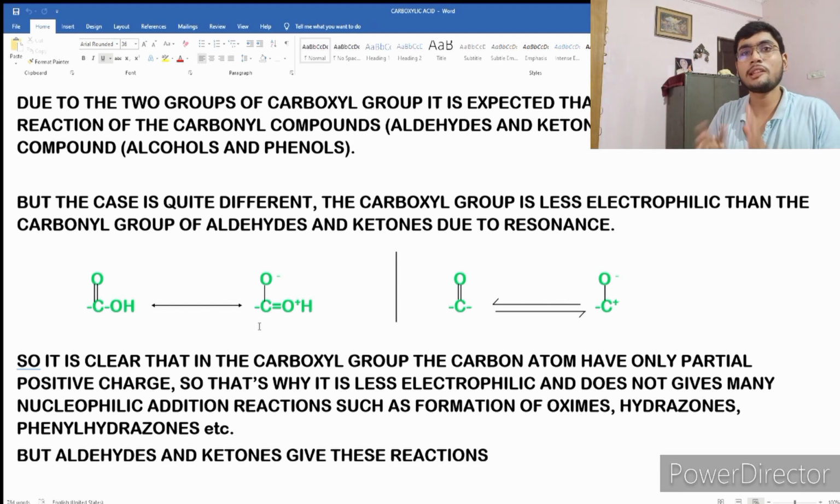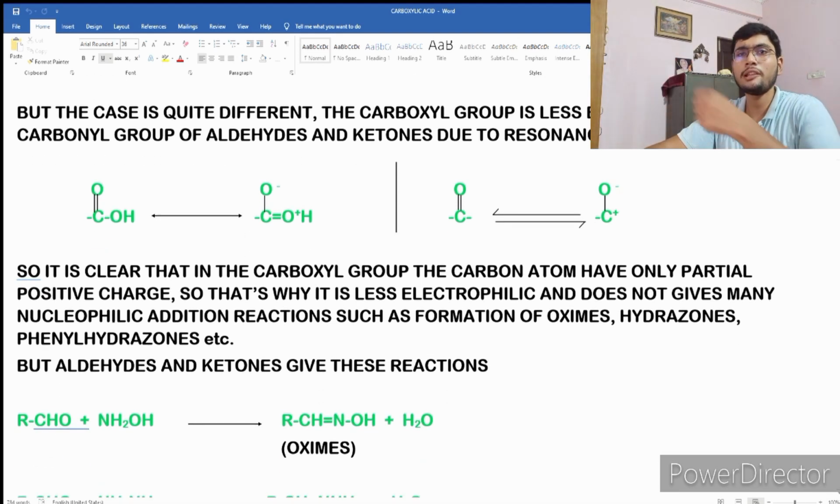So that's why there is a difference in chemical properties when we compare the carboxyl group and the carbonyl group. That's what I have written here also. So it is clear that in the carboxyl group the carbon atom has only partial positive charge, so it is less electrophilic and does not give many nucleophilic addition reactions such as formation of oximes, hydrazones, phenyl hydrazones, etc.